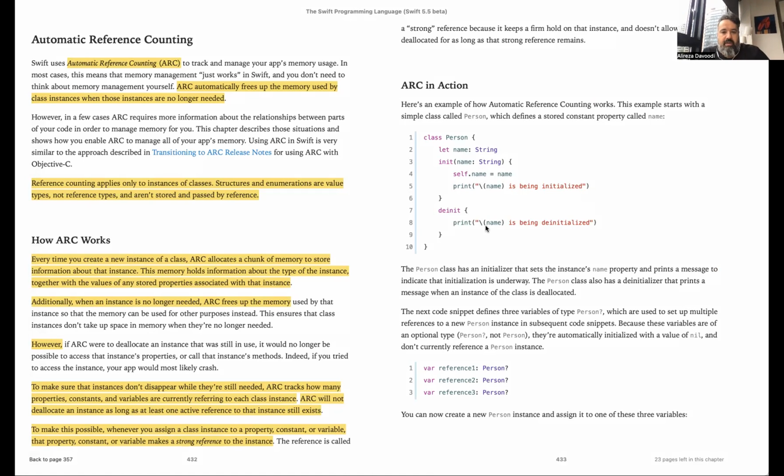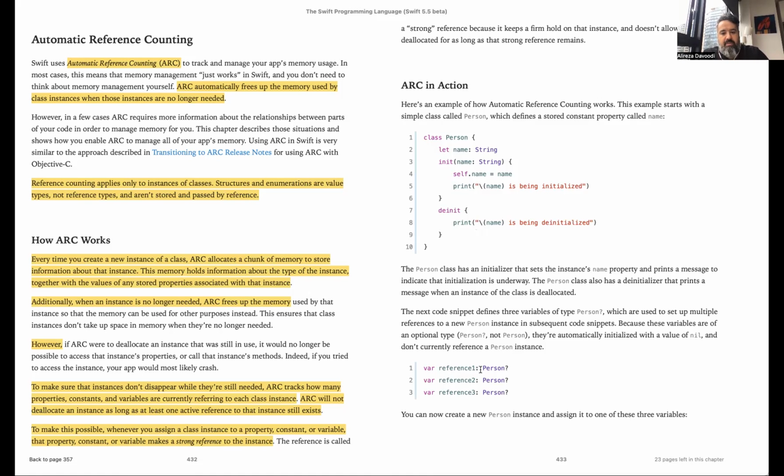Let's just look at some example in here. Look at the class Person, for instance. You have the class Person with some properties like name, initializer, and deinitializer. The deinitializer is called automatically, so you're not supposed to call that. It's called automatically when the instance gets deallocated, I mean, when the memory is going to be released for being used by other parts of the app.